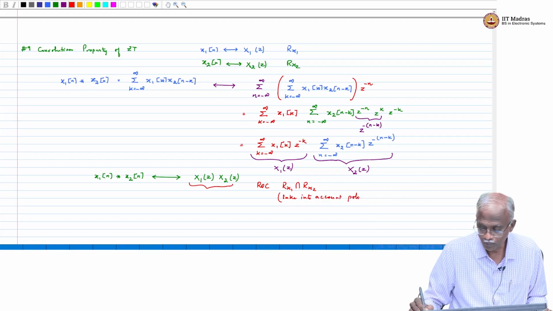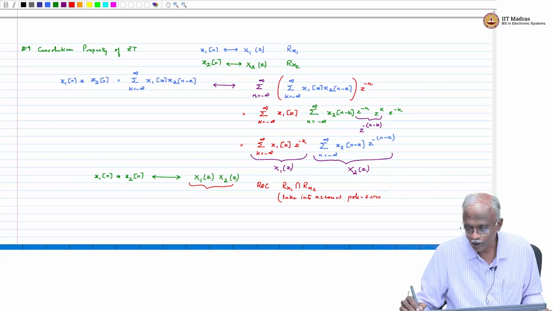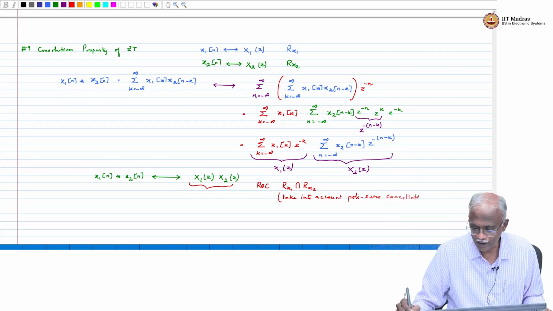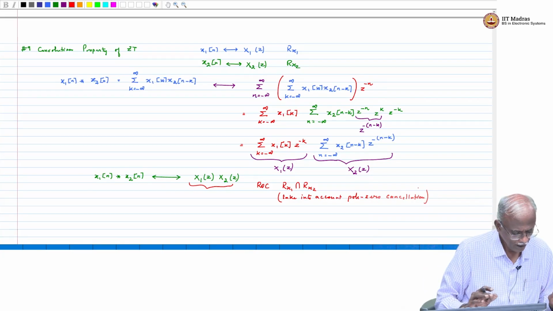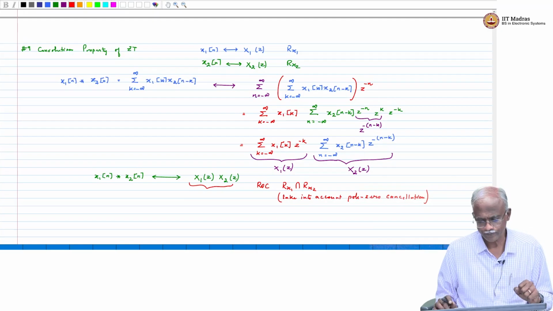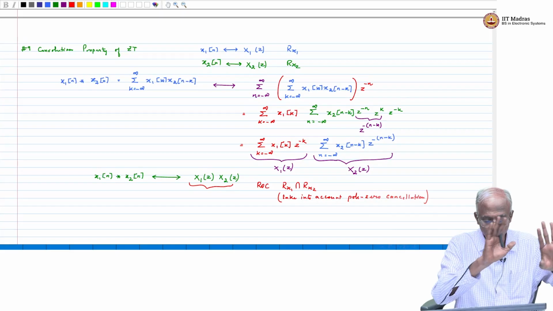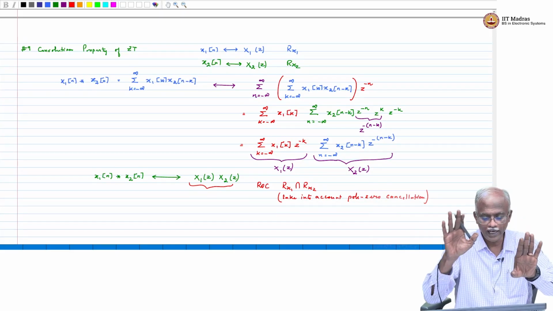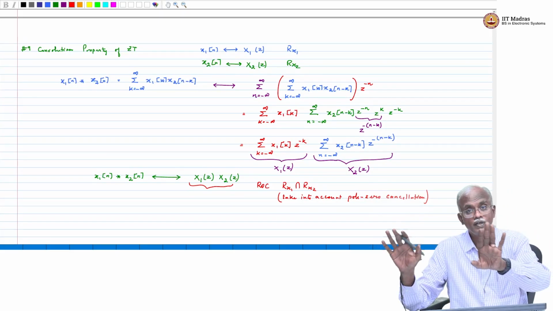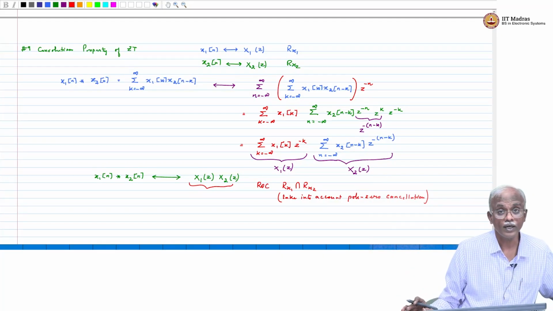You must take into account the intersection, but also possible pole zero cancellations, because if some poles are cancelled, then the region of convergence can change. Pole zero cancellation is very, very important. So what is the convolution property? It says if I convolve x1 of n with x2 of n, then what we will get is the product of the Z transforms.